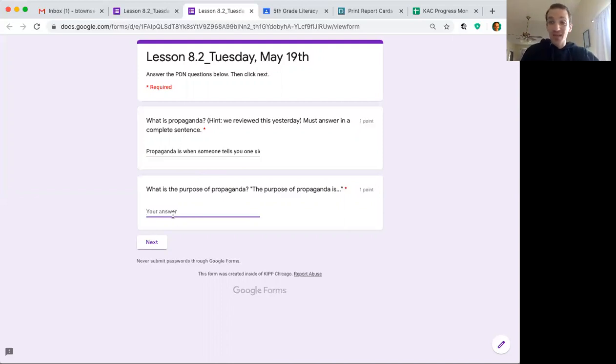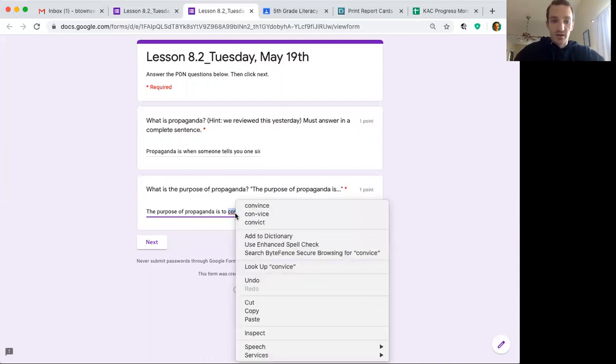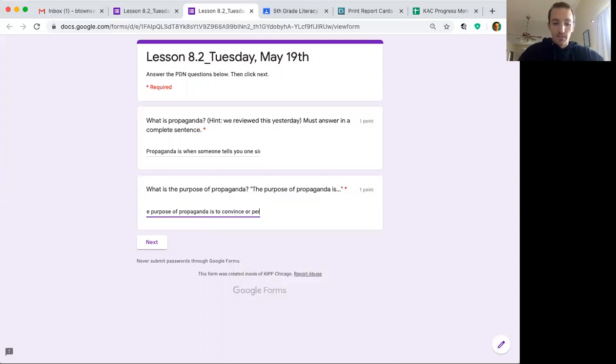What is the purpose of propaganda? We've now talked about this a couple days in a row now. The purpose of propaganda is to convince or, let me spell that correctly for you, convince or persuade people. That is the purpose. The purpose is simply to convince or persuade you. It's not to give you information because it's not really the right information to give you.